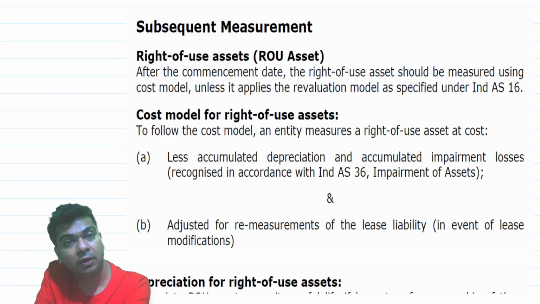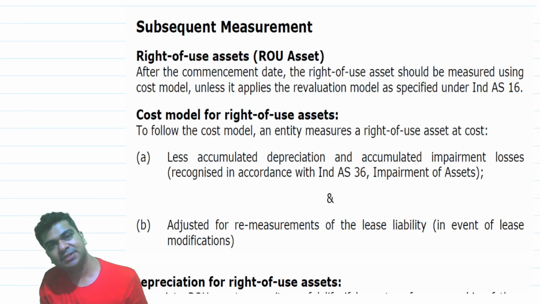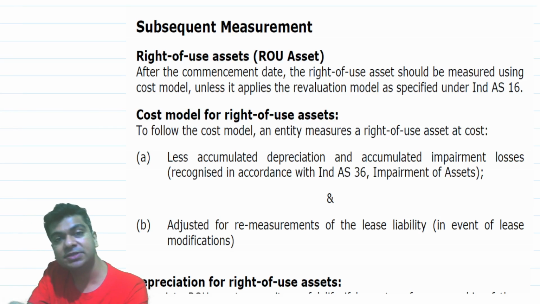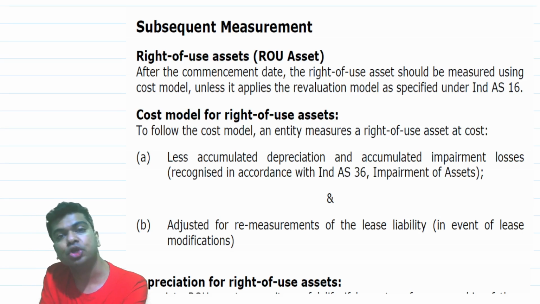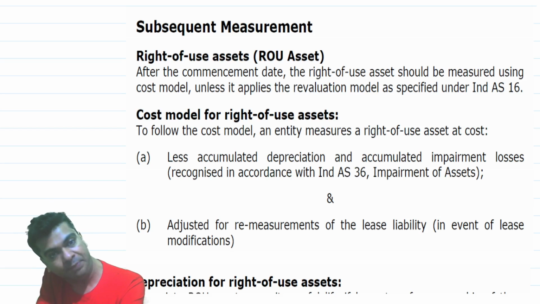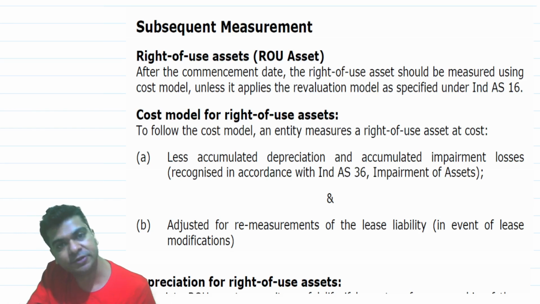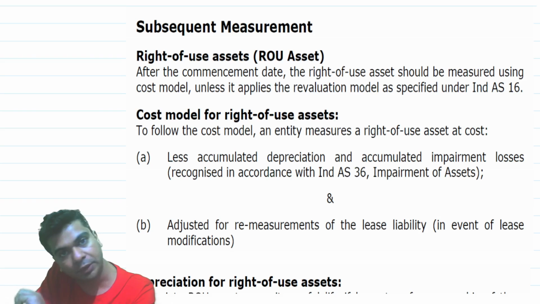It's time for a recurring theme that keeps on happening in assets Ind AS. We had discussed this in Ind AS 16, then we discussed this in Ind AS 38, and again we are discussing this under Ind AS 116, and that is the principles of subsequent measurement. Ind AS 16 and Ind AS 38 are both very clear that you have to recognize an item of PPE or an item of intangible asset initially at cost. Once you have recognized the item at cost, after that you have a choice. Either you can follow the cost model or you can follow the revaluation model.